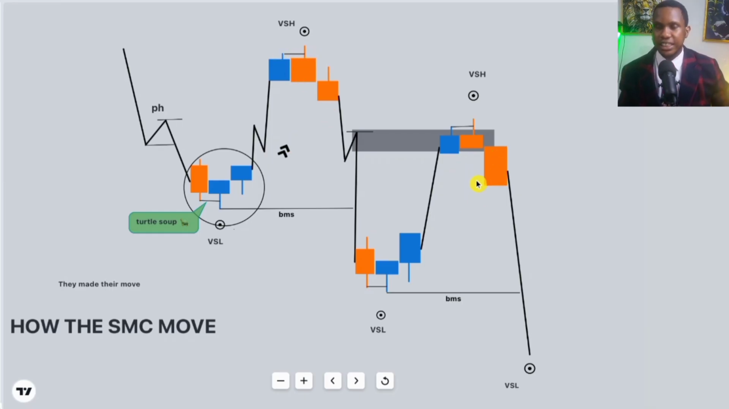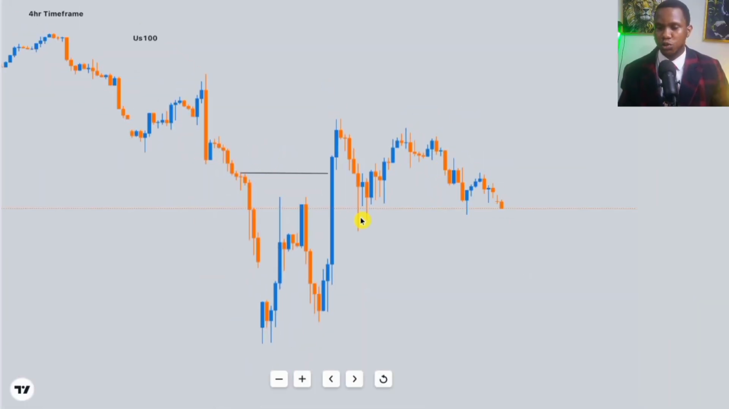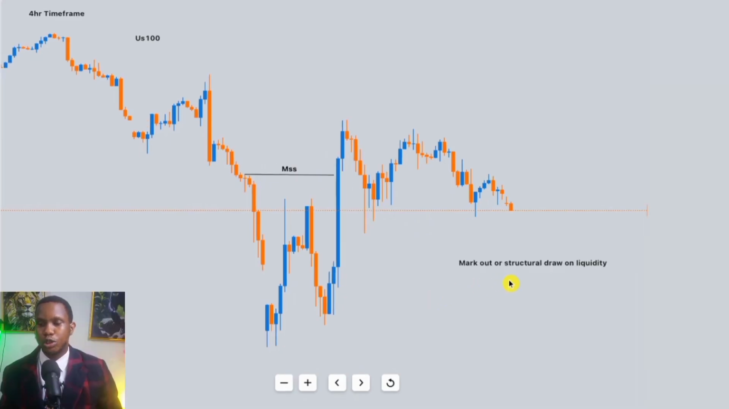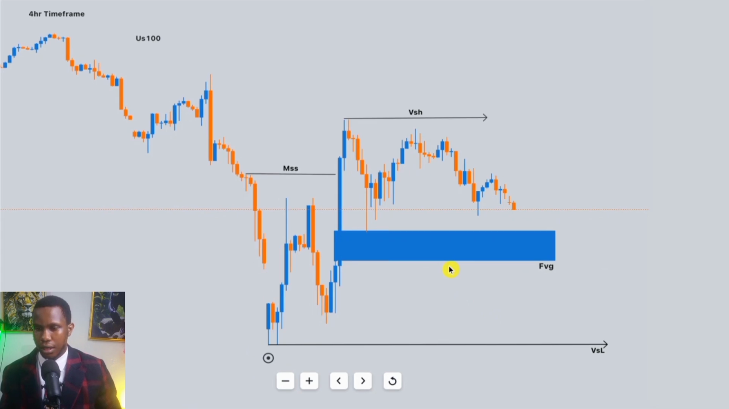Let me show you this in charts. Change your trading forever. So this is the 4 hour time frame US 100. This is my market structure shift. Mark out our structural draw on liquidity. My value structure low. This is my fair value gap. And this will be my value structure high, traders.